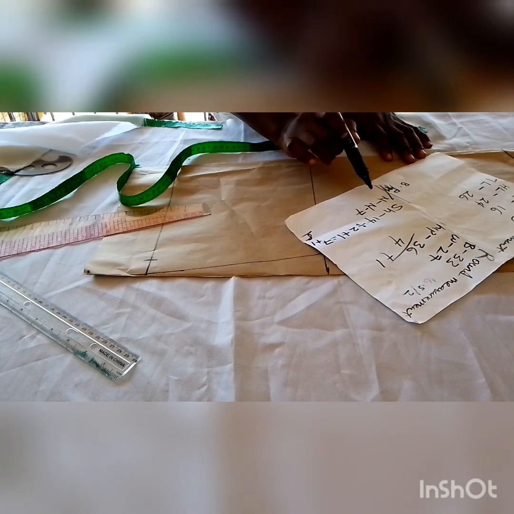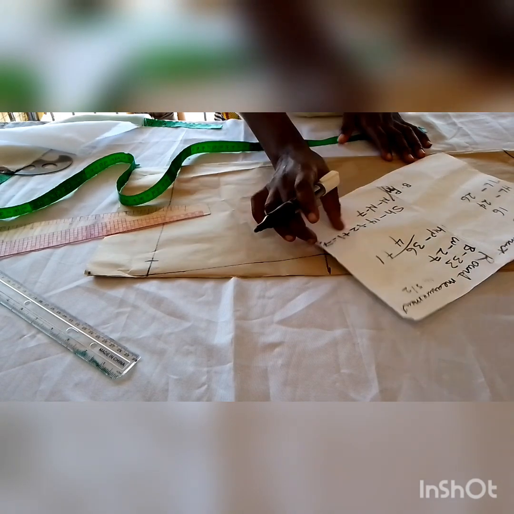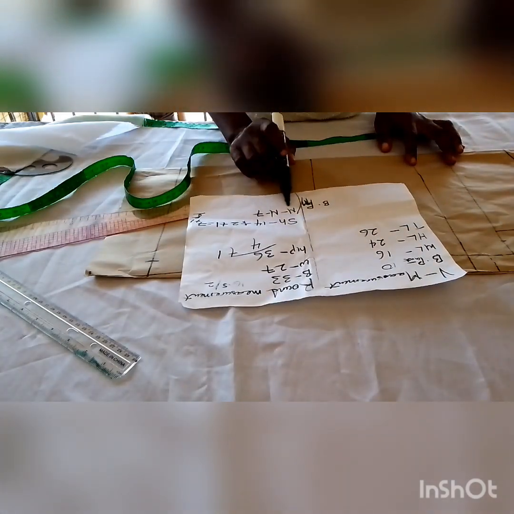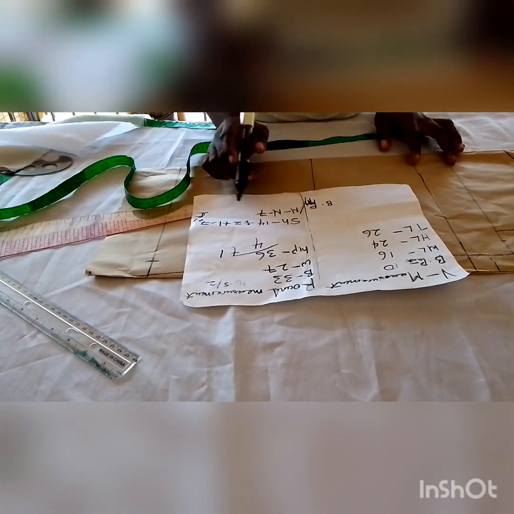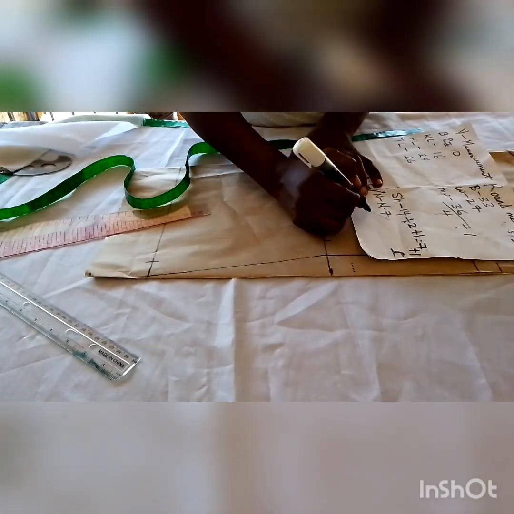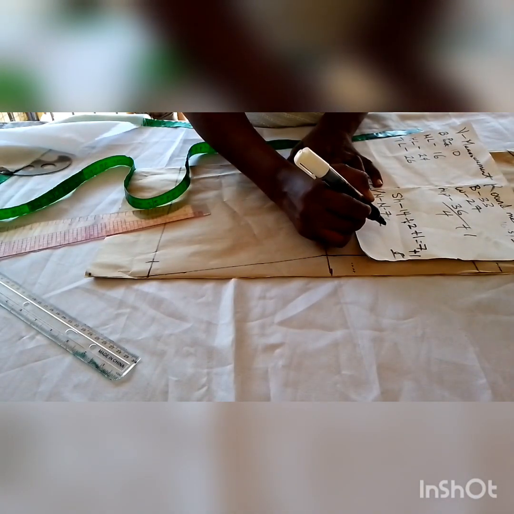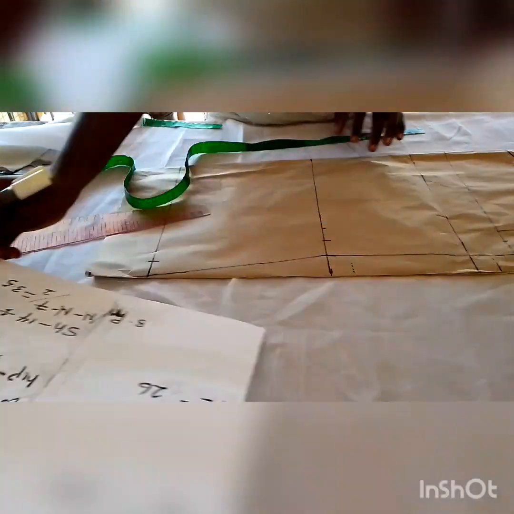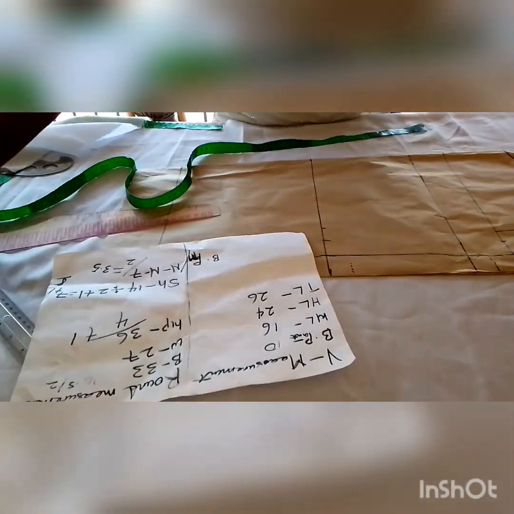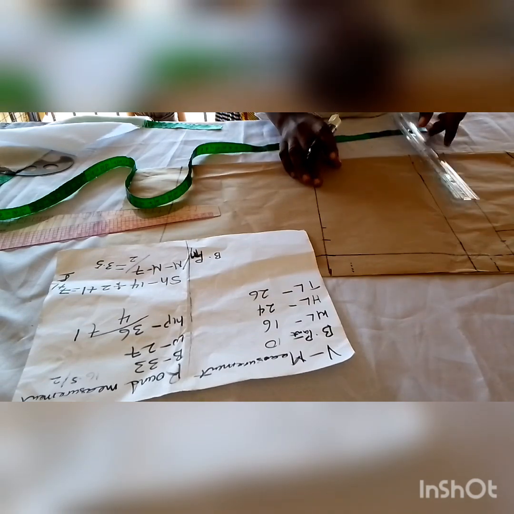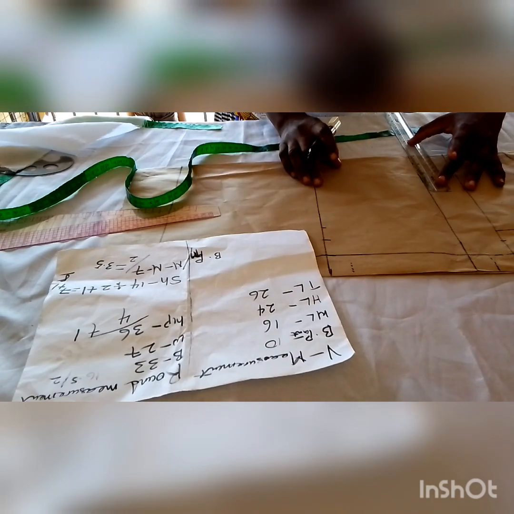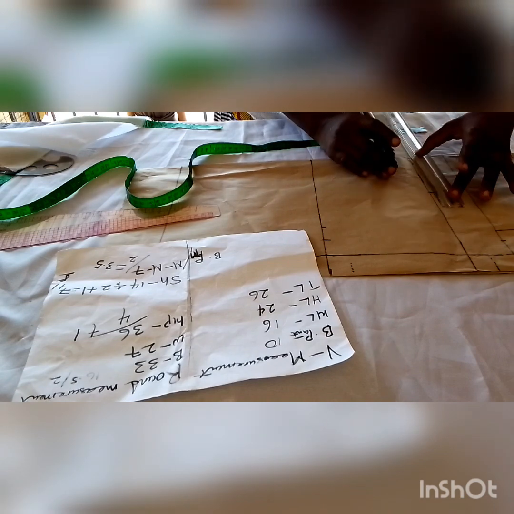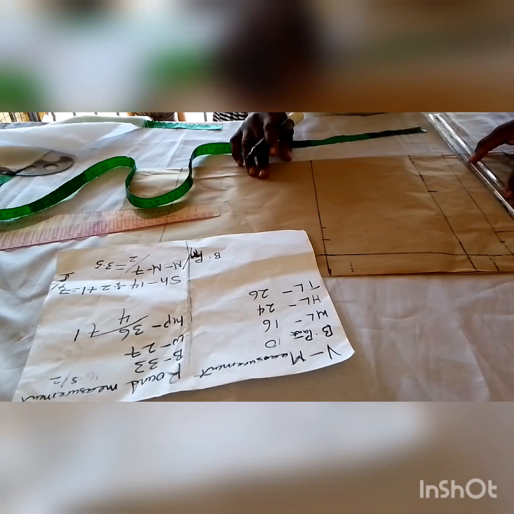So the next thing to do now, this is where we make use of our nipple to nipple measurement. The nipple to nipple is 7, divided by 2 is 3.5. 3.5 plus half will give us 4 inches. So I'm going to be marking that 4 inches on the waistline, on the bust line, and on the hip line. That's 4 inches there.